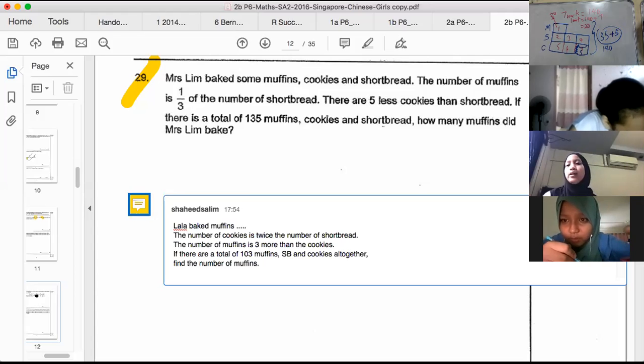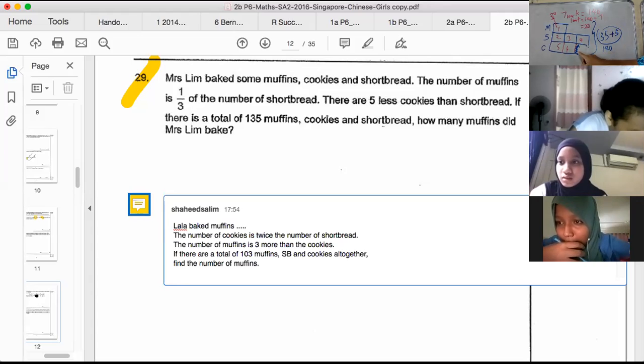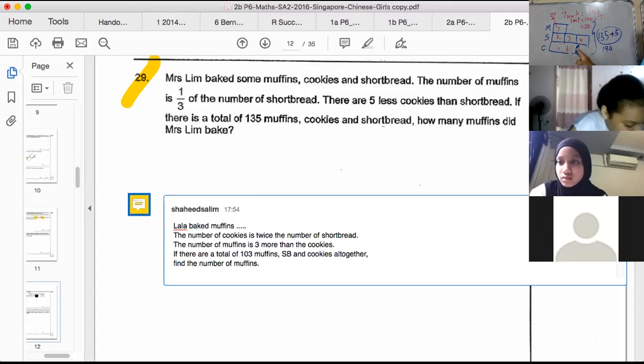Mr. Shaheed, why is it 135 plus 5? You see down here, the original one is 5 less. So I do not know how to draw 5 less. Is this 5? Is this 5? I don't know. So I draw the zigzag line. That means it can be anywhere actually.